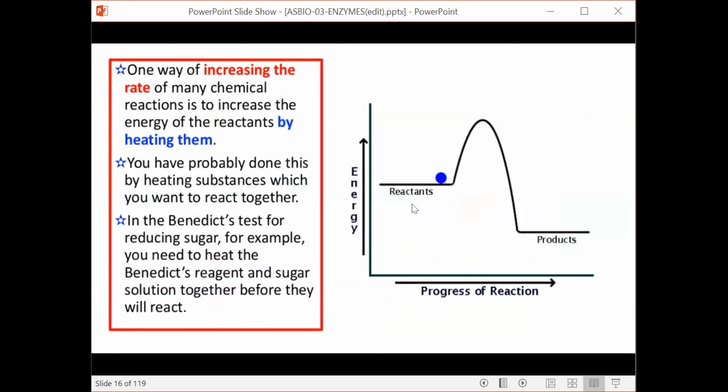So what this graph shows is that the reactants are present at a level, they have certain energy, and then the energy level is increased. So this is your activation energy at the tip of this bell curve that is there. All right.